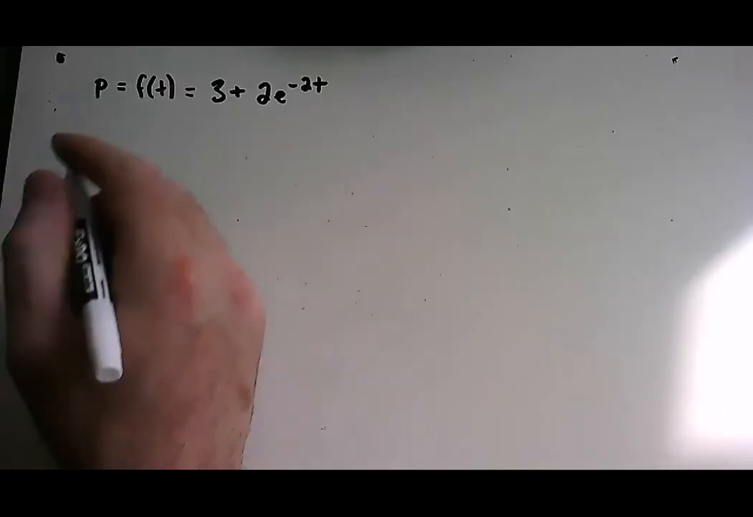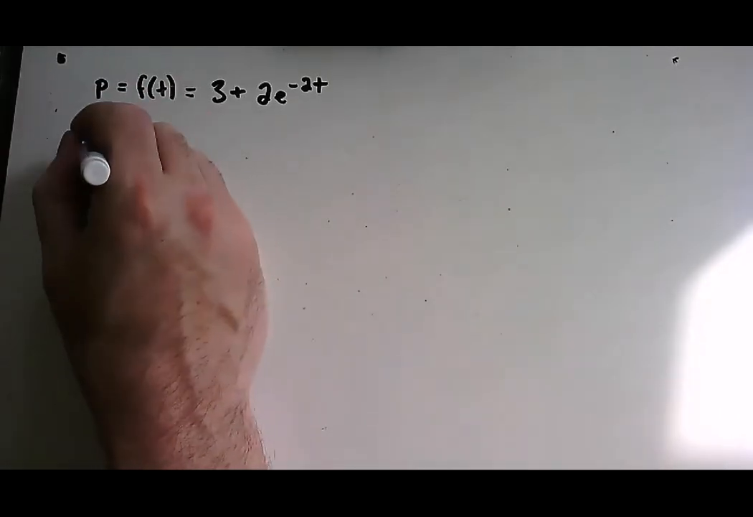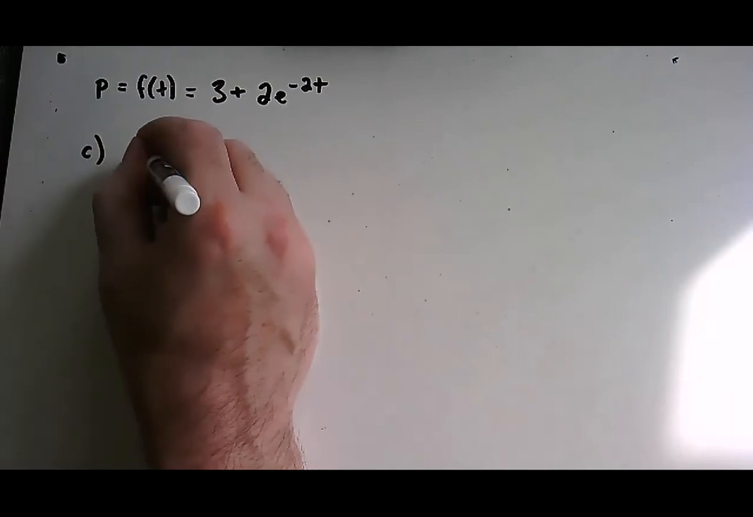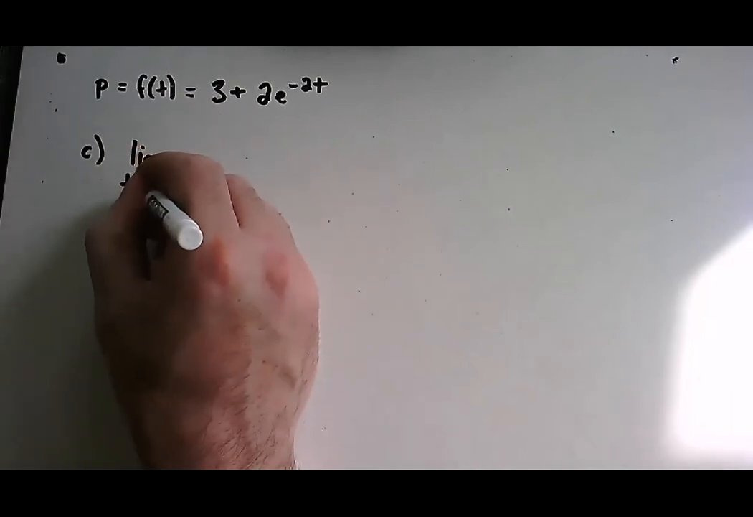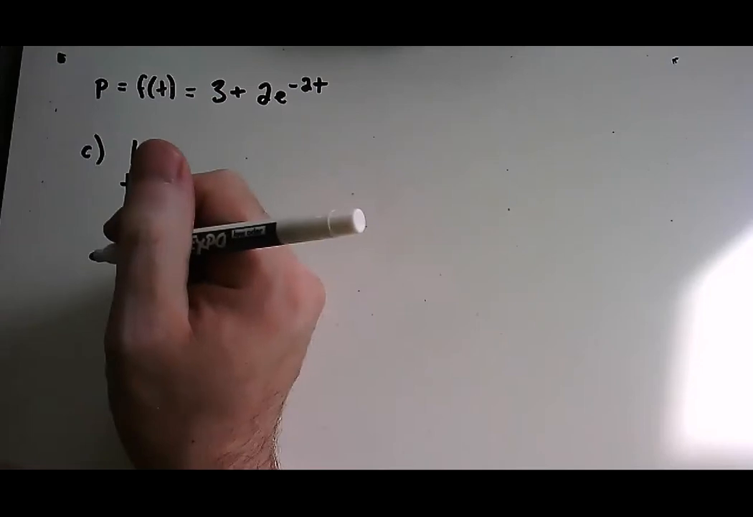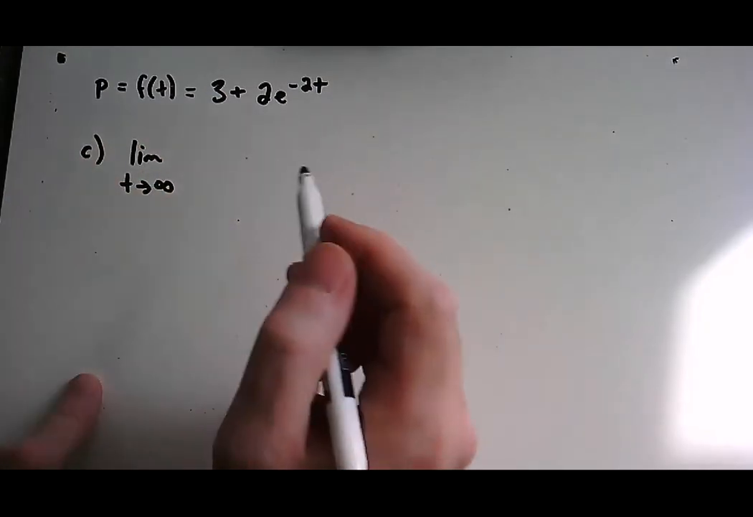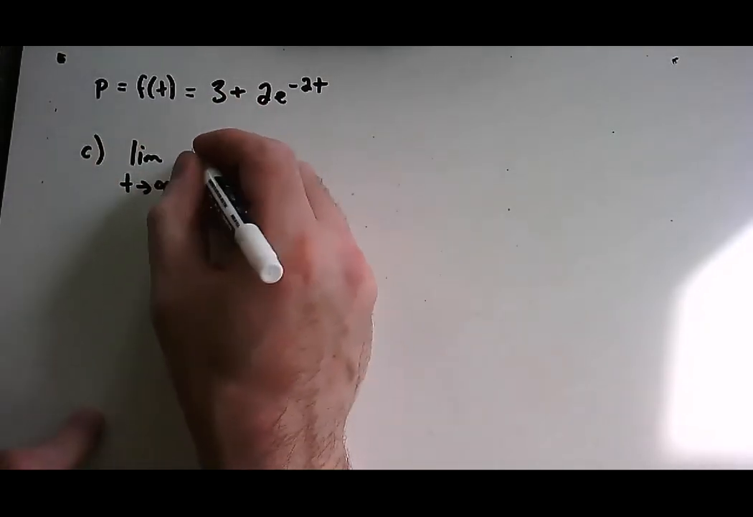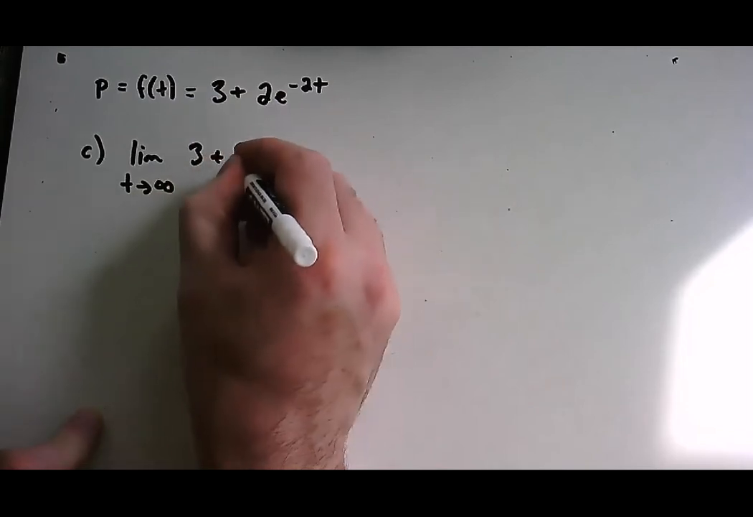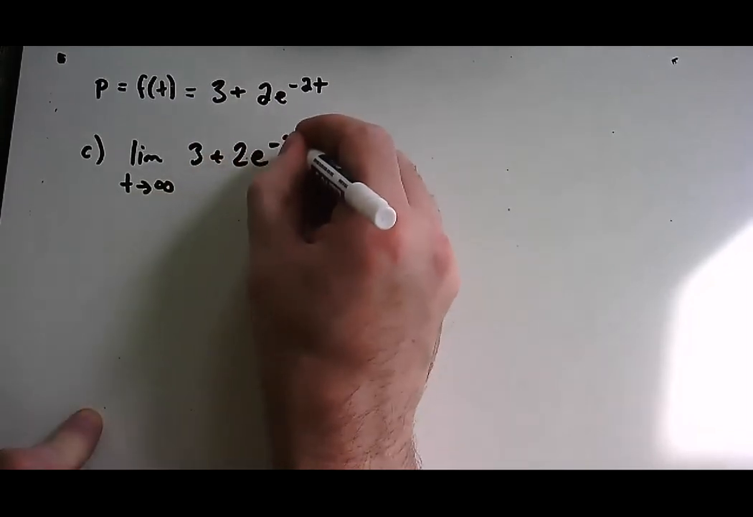Okay, so here's our function, f of t, and in part C, we want to know the limit of our function as t approaches infinity. That is to say, what happens to this model as time goes on. So we're taking the limit of 3 plus 2e to the negative 2t.